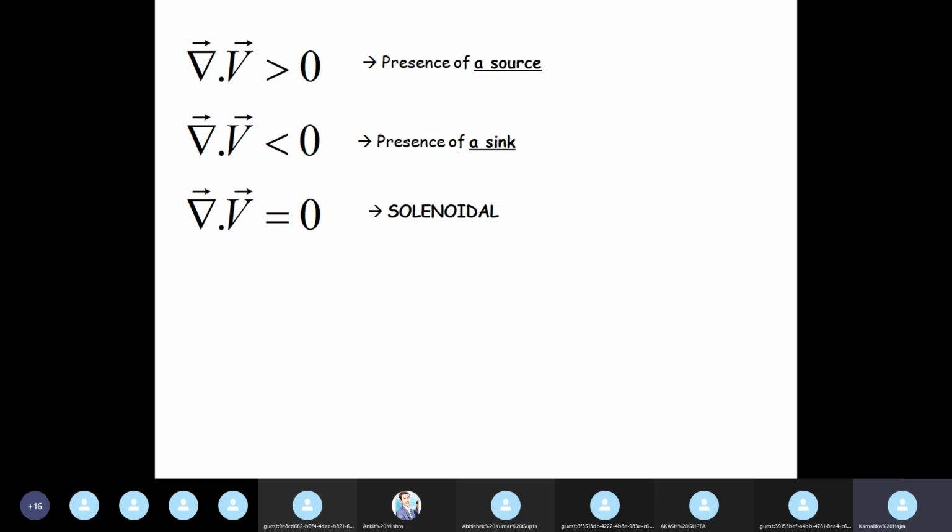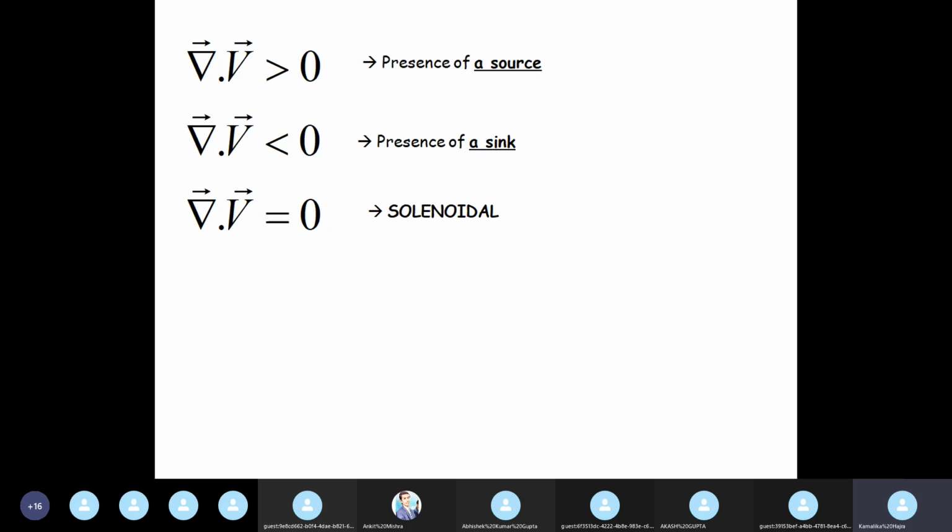But if the divergence is non-zero, then you can easily say that since the divergence is non-zero, the given field is not solenoidal and therefore it cannot represent a magnetic field. Okay, so this kind of problem you can be given. You are given a vector field and asked to say whether it is a source or a sink or a solenoid.